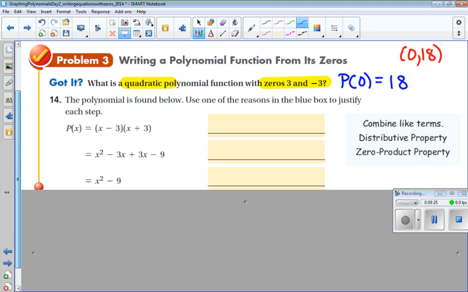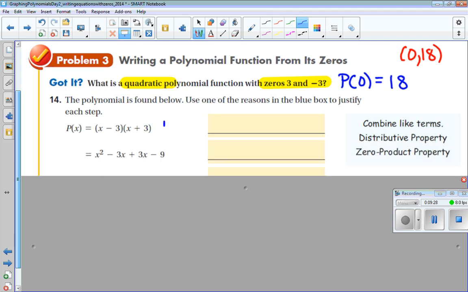So, let's go ahead and multiply. Could I use FOIL? To say x times x is x squared, x times 3 is negative 3x, positive 3x, and negative 9. You with me so far? That's all I've done. What's the constant term here? Negative 9. What do I want it to be? 18. So that means I have to put a number out front, don't I? So what number can I multiply by negative 9 to get 18?